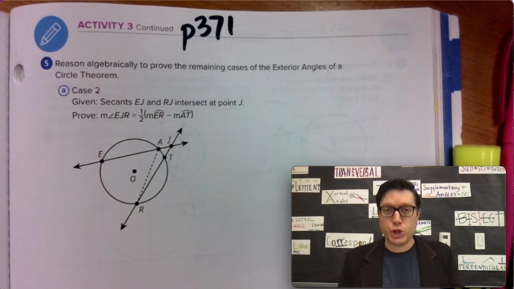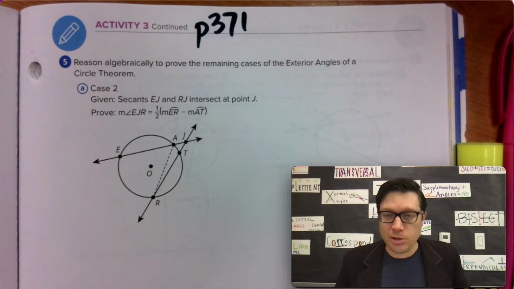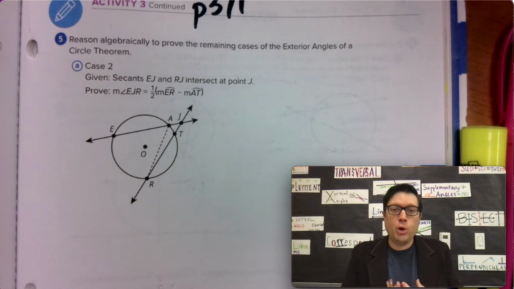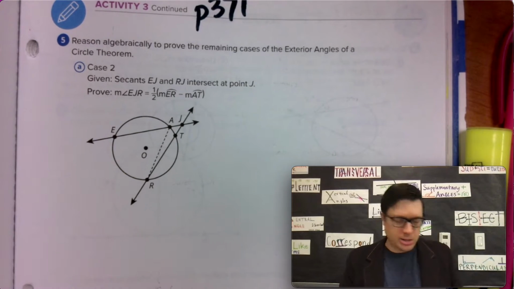We're looking at case 2 in this video, just case 2. So there's going to be a second 371 video. The reason for this is that we're going to look at case 2. We're going to prove it. We're using the scenario where secant lines create the exterior angle.